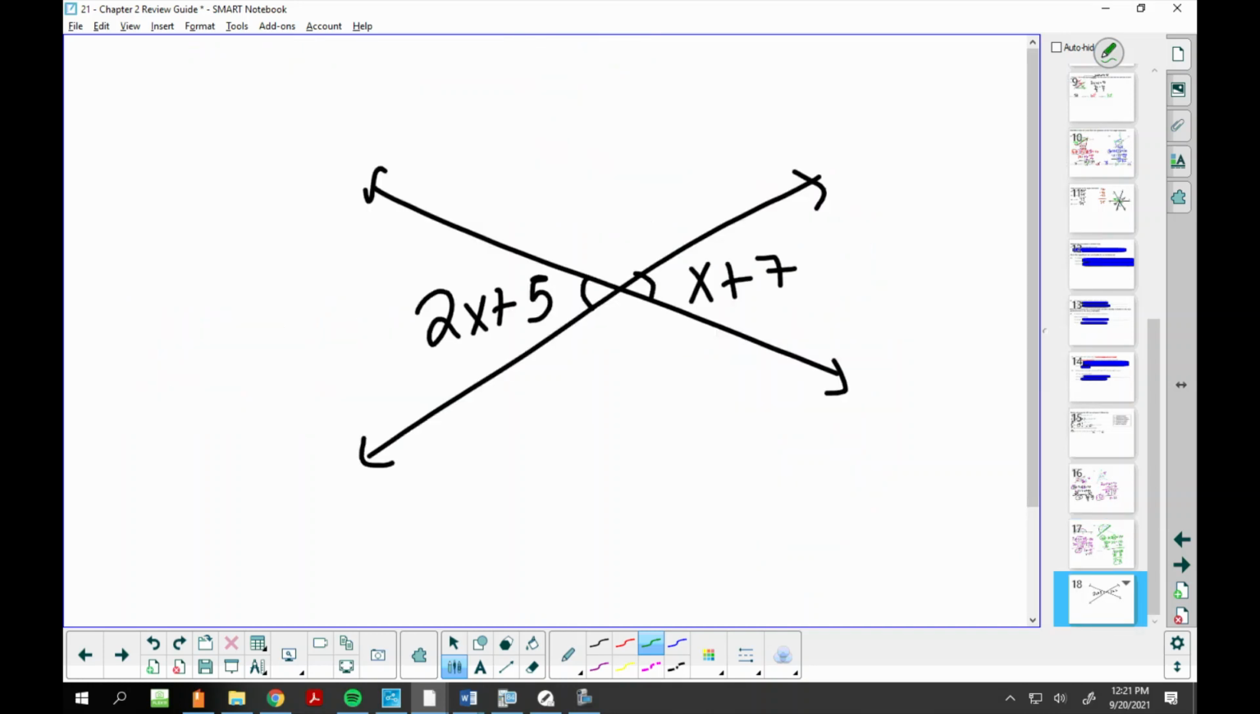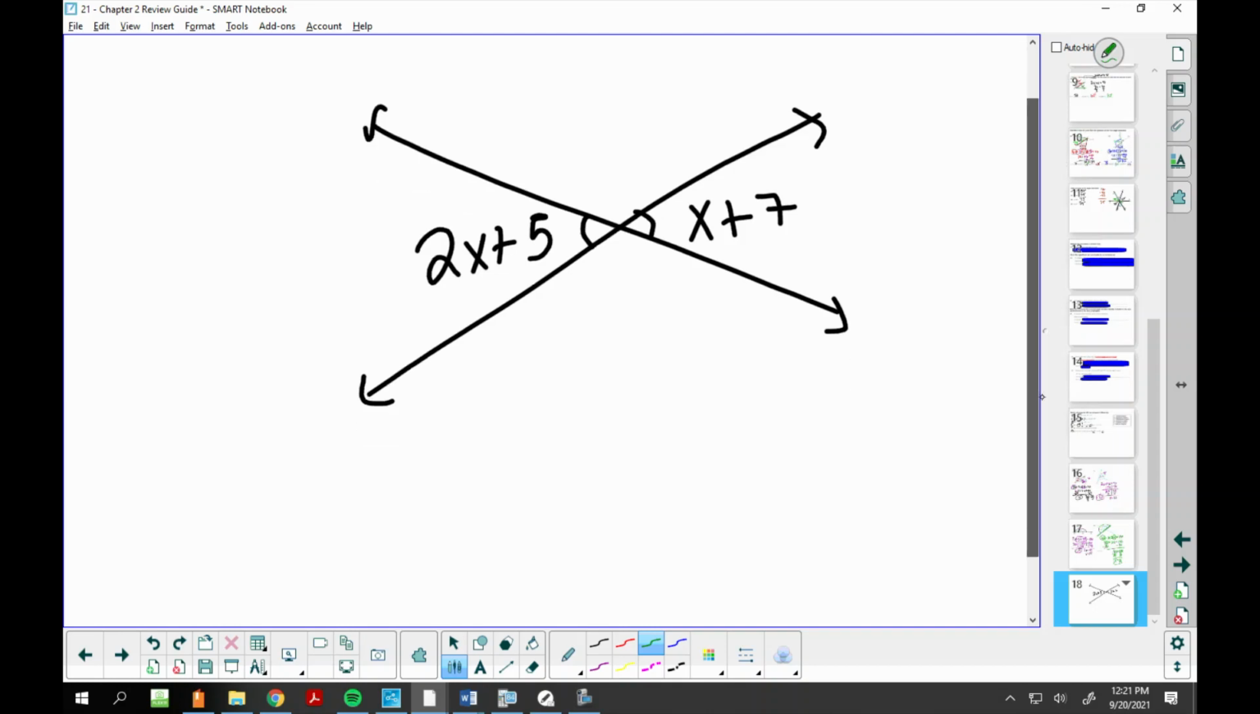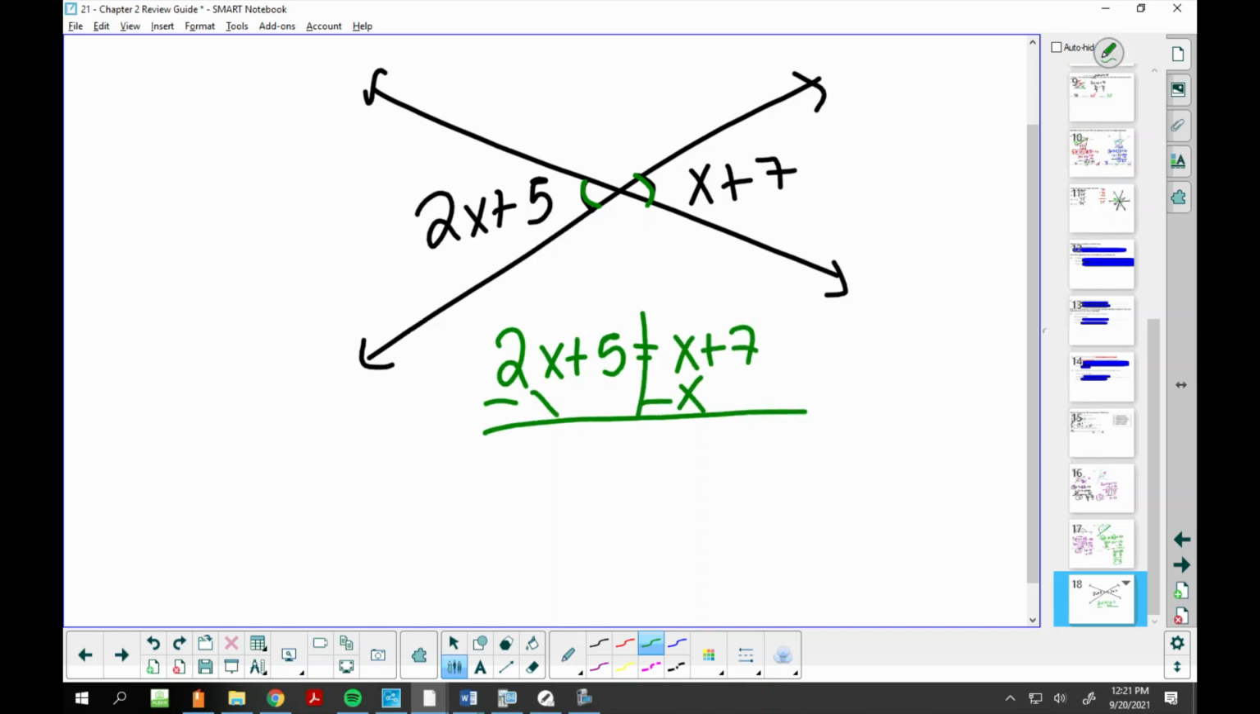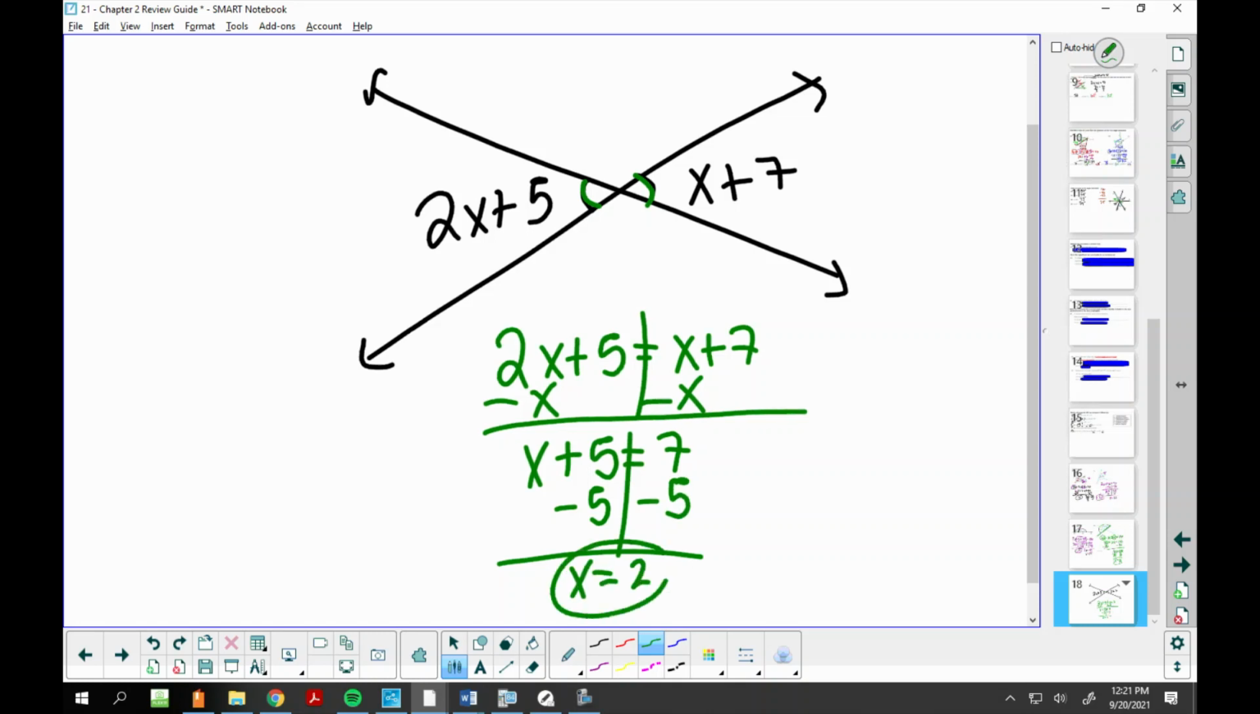Wait, I got one more for you. All right. You can add this in or you can just look if you want. What type of angles are these? Vertical. Yep, they're called vertical angles. And what do you know about the measure of vertical angles? They're congruent. Yep. So if they're congruent, we set them equal. Okay. Then we solve. We subtract x from both sides of the equation. And then I'm going to subtract 5 from both sides of the equation. And we get x equals 2. Okay, so vertical angles are congruent.